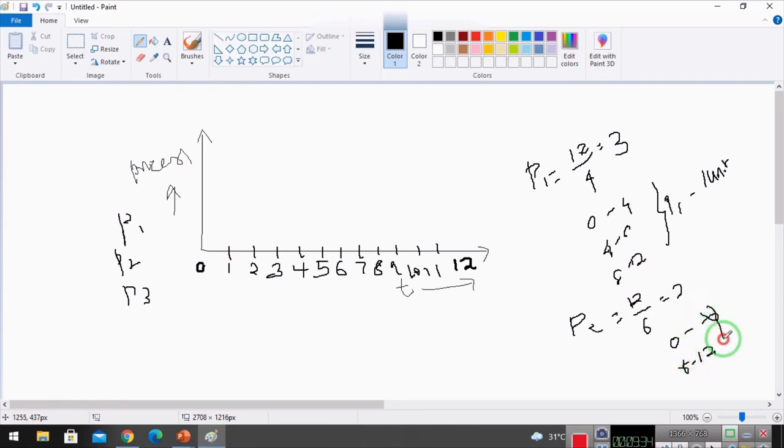So 2 time intervals, and the respective execution units will be, P2 will be executed by 2 units. And finally we can have P3. So P3 will be executed by 12 by 12, which is equal to 1. So P3 will be executed within the time period 0 to 12. It will be executed by 3 units.